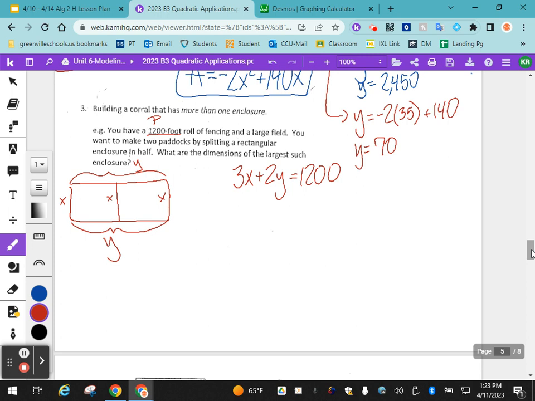Solve for y, plug it into your area equation, simplify, and find your vertex. Whatever number it gives you in the word equation is 100% the answer to the perimeter equation. Solve it for y. So y equals 600 minus 3x over 2.